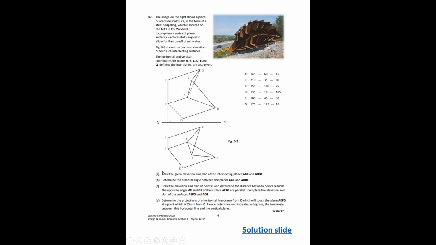First of all, first things first, we do what the question asks us to do. Part A: draw the given elevation and plan of the intersecting planes ABC and ABDE. So we see ABC here and ABDE, and we draw these two first. We forget about G and F for the first part of the question. So going on to the solution, this is how we go about doing that.